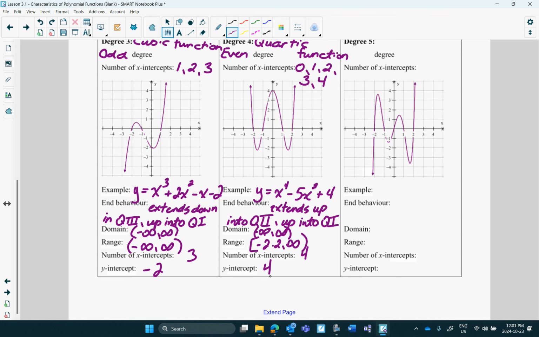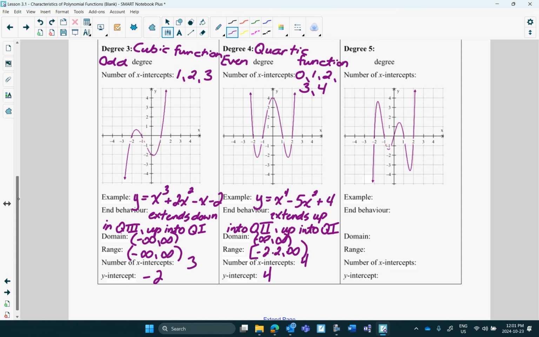Okay. Degree 5. Last one. We're not going to look at ones past this. This is obviously an odd degree, and its name is quintic. Yes, fun to say, and difficult to spell, apparently. Because it's odd, there's no way it can have 0 x-intercepts. It could have 1, 2, 3, 4, or 5.